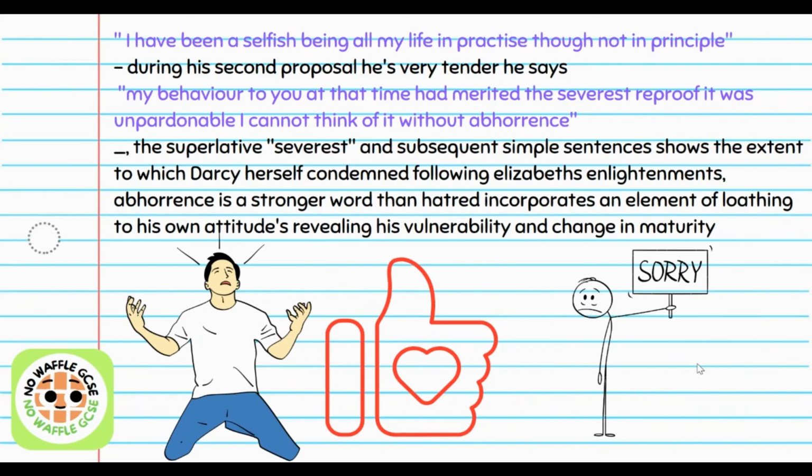Now, the superlative "severest" and the subsequent simple sentences show the extent to which Darcy himself has condemned his actions following Elizabeth's enlightenments. Now, abhorrence is a stronger word than hatred, and it incorporates an element of how he loathes how he had acted previously and his own attitudes, and this reveals some really raw vulnerability and change in maturity.